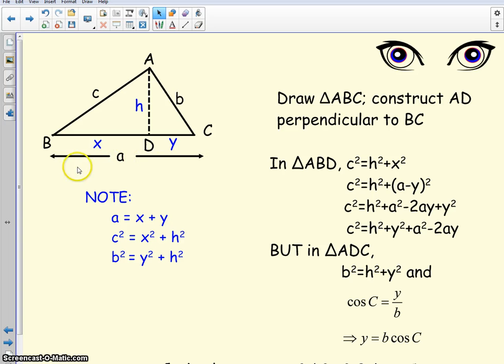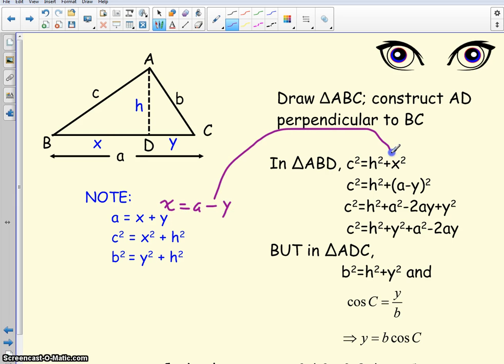You'll notice I broke down the base here, a, into two parts, x and y, so they're the bases of the two respective right triangles. So c squared equals h squared plus x squared. Now, with that in mind, because x plus y together give me a, rearranging that gives me that x is equal to a minus y. I'm going to substitute that into the equation for x.